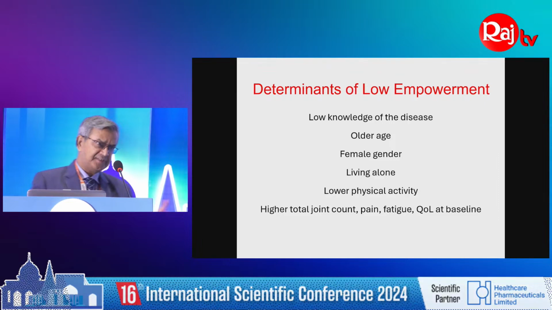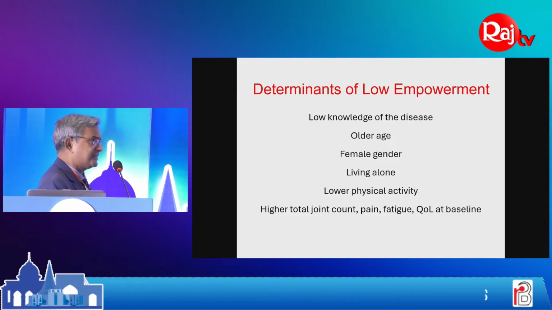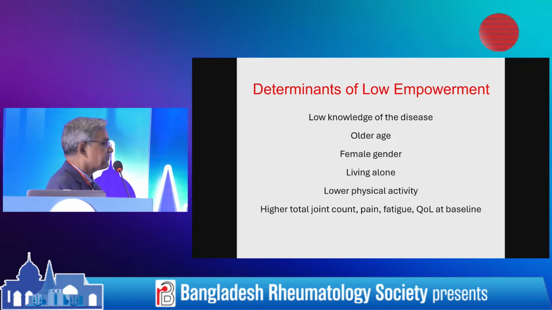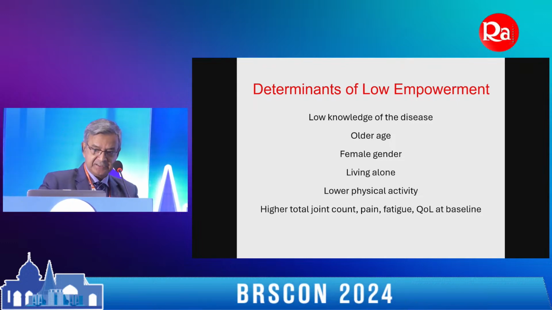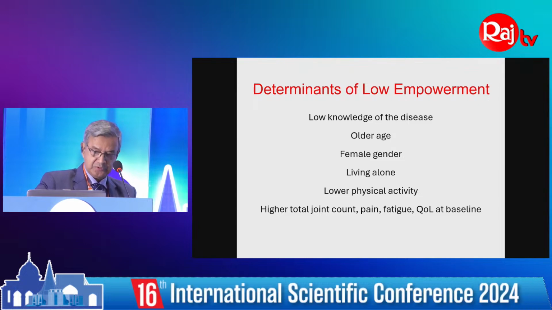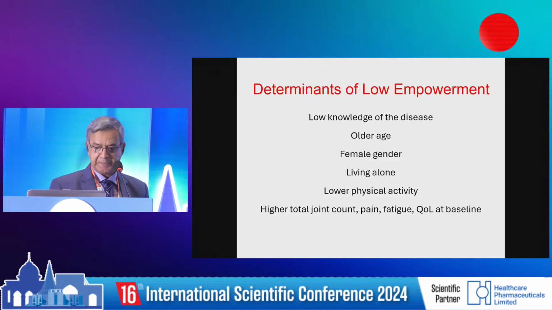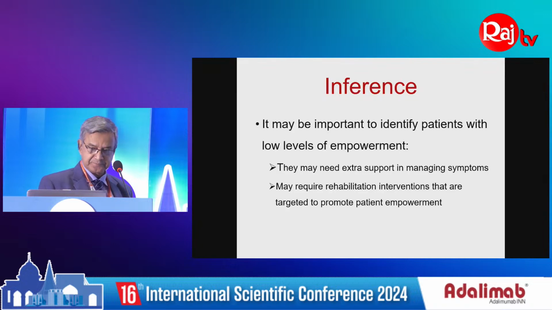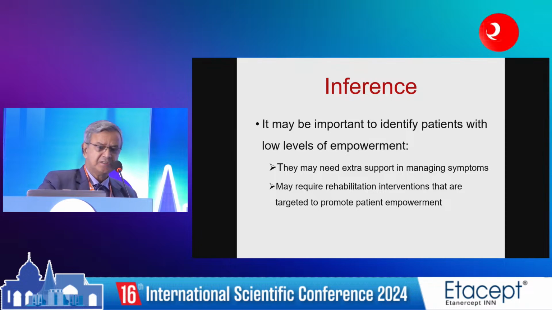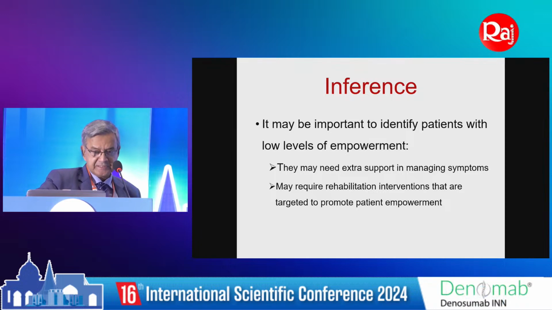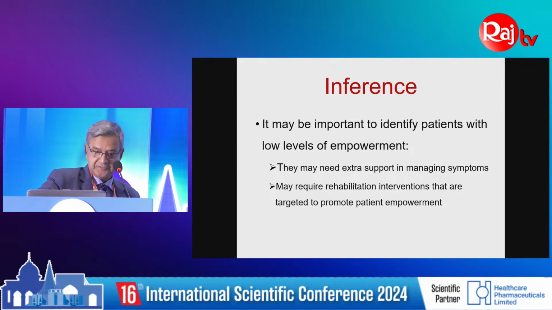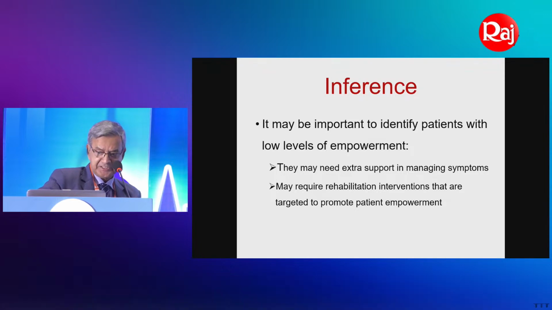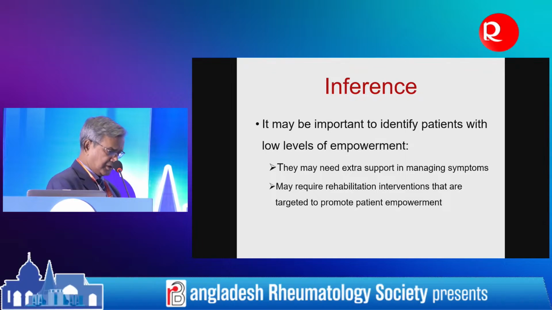What are the determinants in this study? What are the predictors of low empowerment? Low knowledge, older age, female gender, living alone, lower physical ability, and higher total joint count, pain, fatigue, and lower quality of life at the baseline. And the inferences were, it may be important to identify patients with low levels of empowerment. They may need extra support in managing symptoms, and they may require rehabilitation interventions that are targeted to promote patient empowerment.